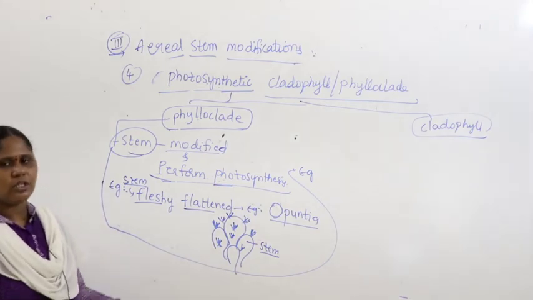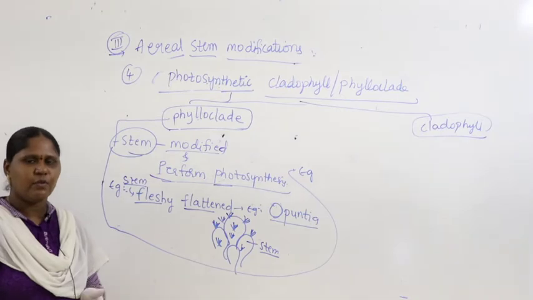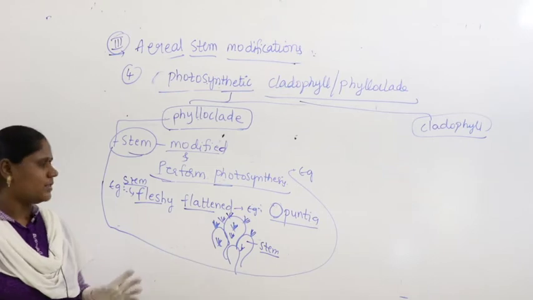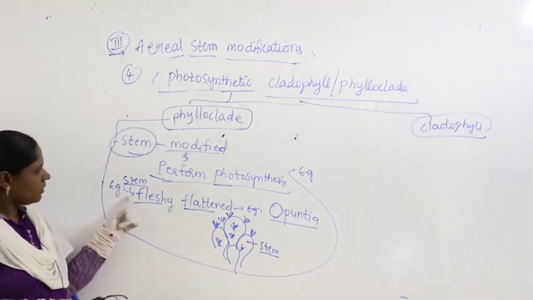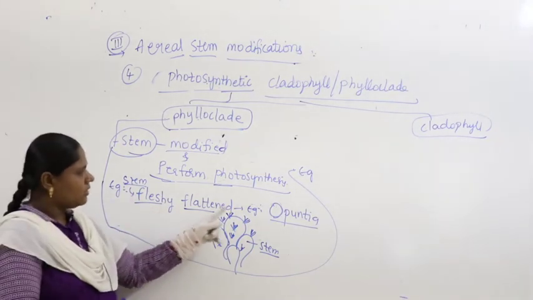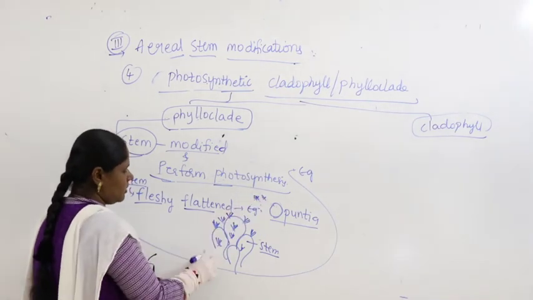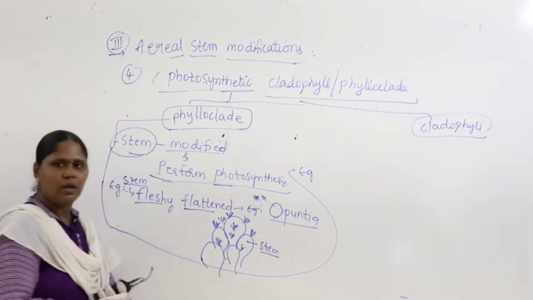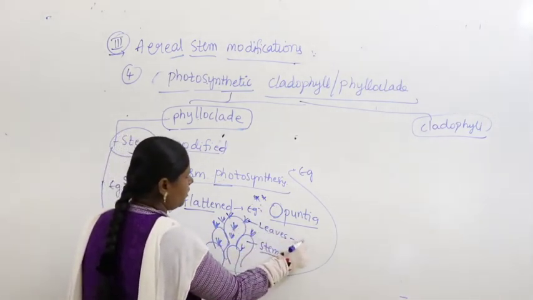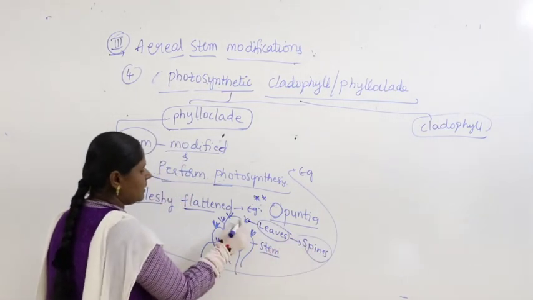photosynthesis. Generally you will get a doubt: in all cases the stem is green, in all plants the stem performs photosynthesis, then why do we write specially photosynthetic? Here is the difference. Let us look at the examples. In some cases the stem becomes fleshy and flattened. For example, you find it in case of Opuntia. So what do you find in case of Opuntia? This is the Opuntia plant, you know, the most common one, right? In this, leaves are reduced to form spines. Leaves are modified to form spines. Leaves appear like this.